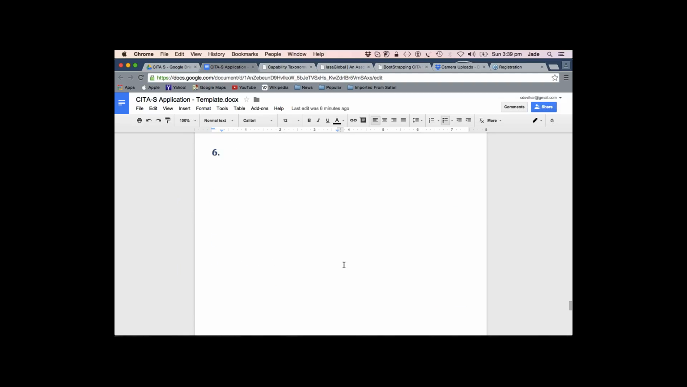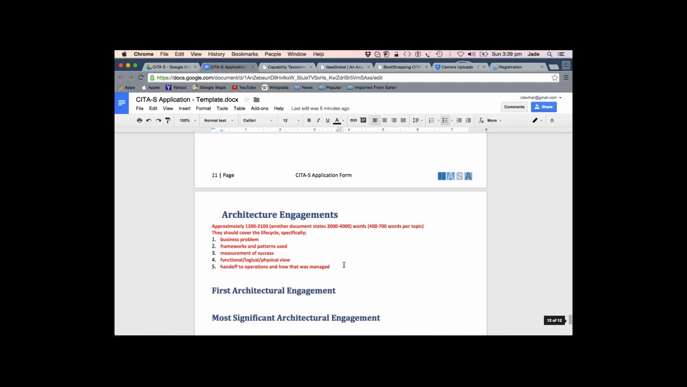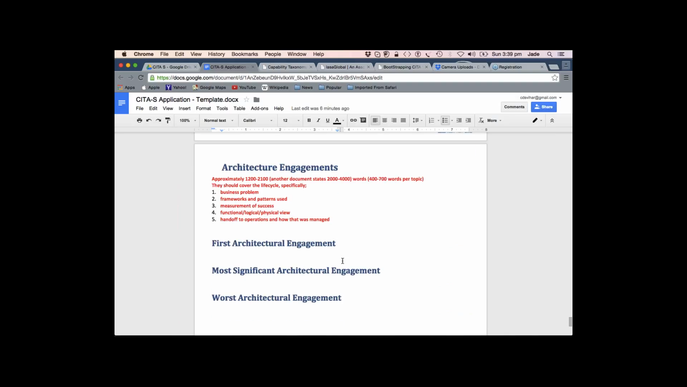We have about one or two of such things. And then if we run through further, we have more on architecture engagements, like what was your first architecture engagement. When you actually define those things, you should cover these 5 points.